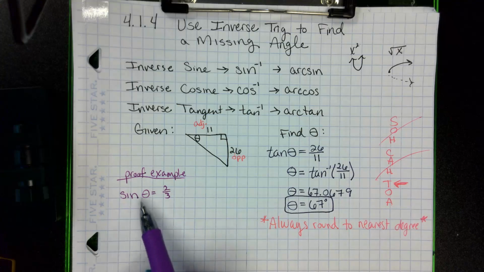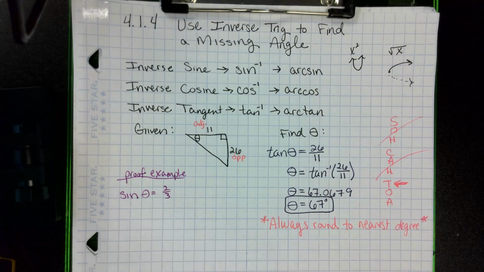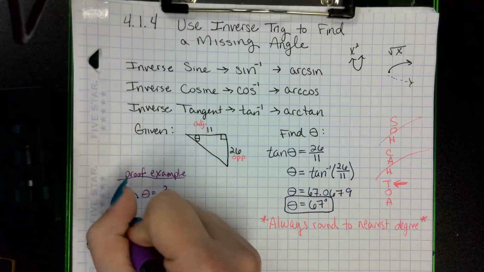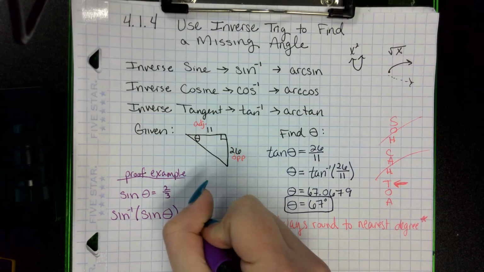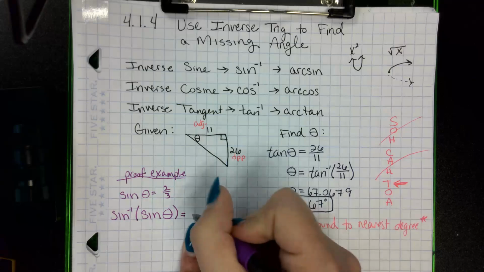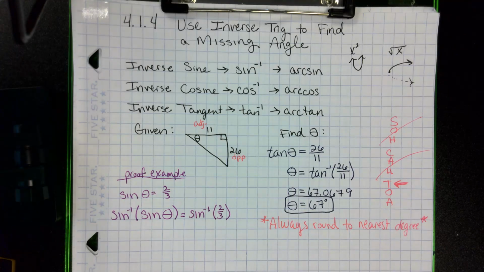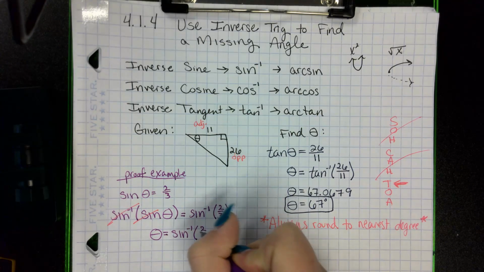and if I want to find out what this value is, I need to get rid of sine. So I'm going to go back to my x squared square root. So if I had x squared equals a number, and I wanted to get x by itself, I would do the square root. I would do the inverse operation to get rid of the squared. So the inverse operation of sine is inverse sine. So I'm going to do inverse sine of sine of theta equals, if you do something on one side of an equation, you have to do the same thing on the other. So sine inverse of 2/3. And since inverse sine and sine are inverse operations, they cancel, and it becomes theta equals sine inverse 2/3.